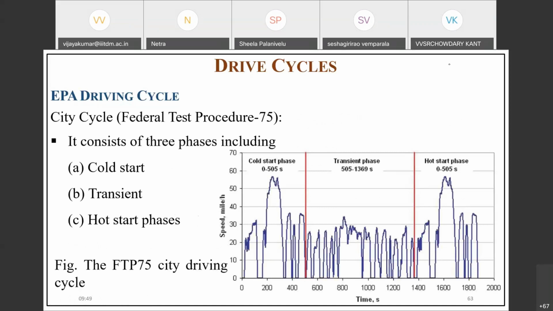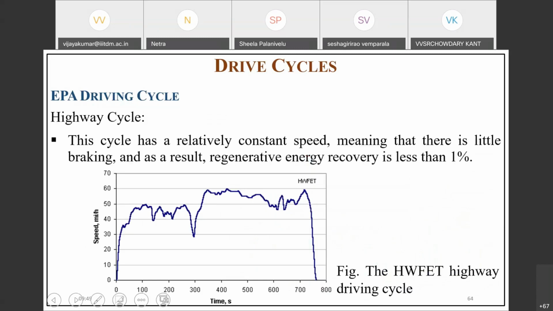So they will say it's a cold start, a hot start, and a transient phase, and how much pickup you are having. All of these they will check with these driving cycles. Depending upon the standard, you are having this kind of test. Even the highway cycle, how your highway cycle should be, depending upon the seconds, how much your speed is varying and all.